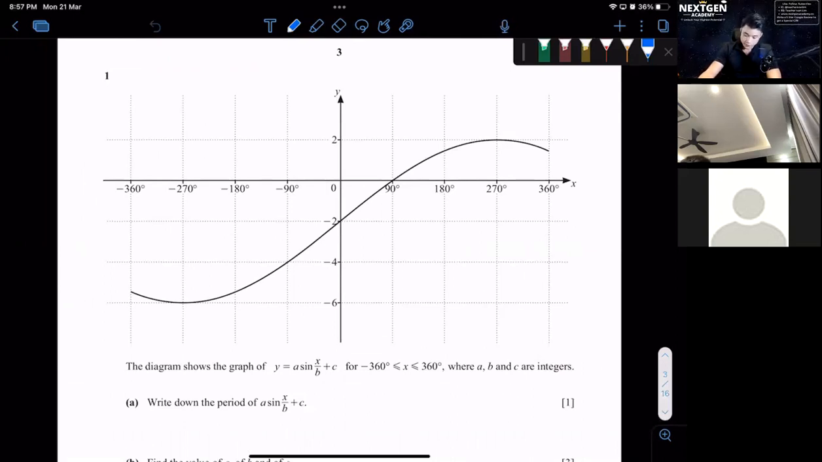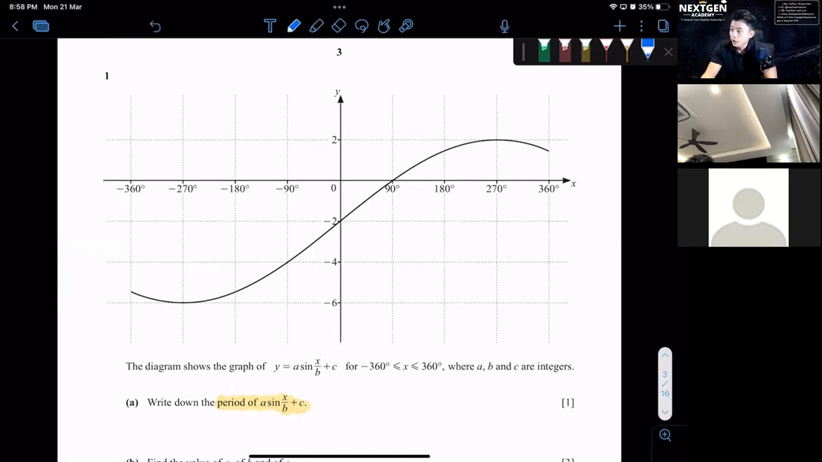All right, let's look at the first question. The diagram shows the graph of y equals a sine x over b plus c for negative 360 to 360 degrees, where a, b, and c are integers. Write down the period.